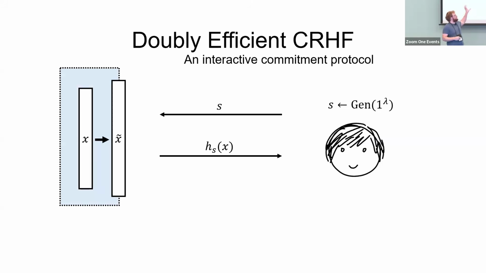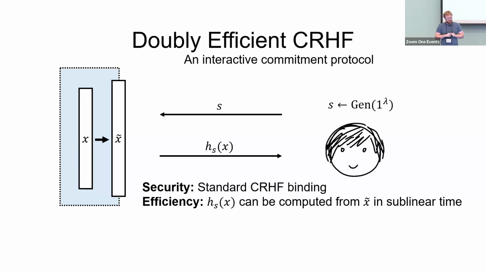But here, we allow that before any of that online stuff happens, the server does a preprocessing phase on its input. In terms of security, you want the standard binding notion. In terms of efficiency, we want that the hash of X can be computed in sublinear time after seeing the seed S, using the preprocessed database.